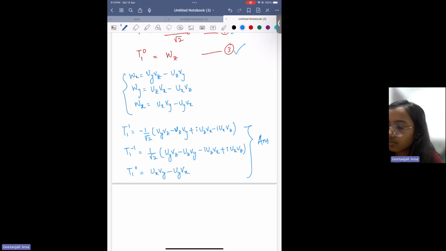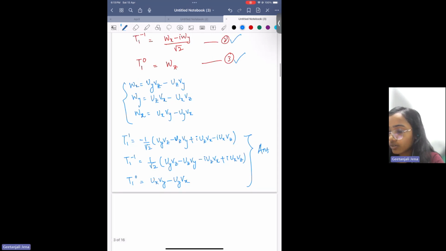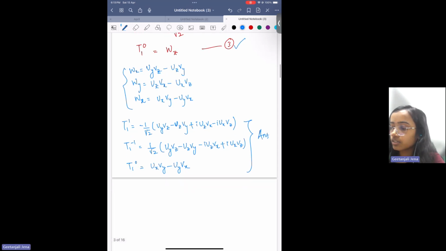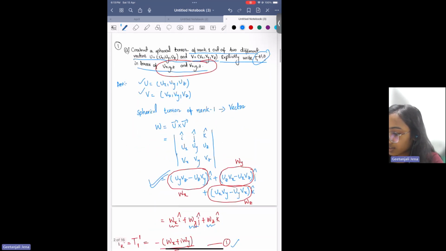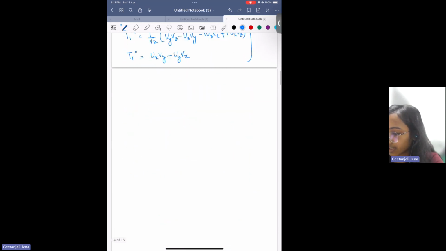So the question was asking about the spherical tensor of rank 1. So for this, we have to find out a vector in terms of these two vectors u and v. So now the first part of this question is done. So let us move to the second part.